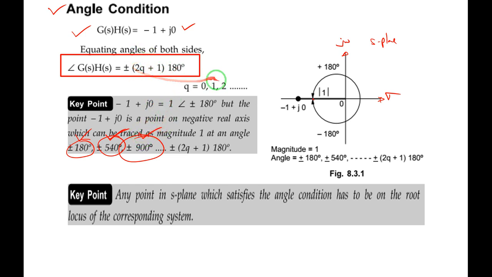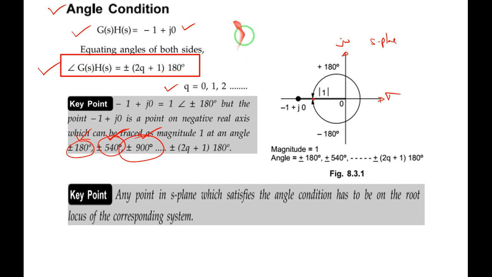So generally I can write, the angle condition is angle of g of s and h of s is equal to plus or minus 2q plus 1 into 180 degree, where q takes the value 0, 1, 2 and so on. This 2q plus 1 is nothing but odd multiple 1, 3, 5 based on the values of q. I hope you understood how the angle is measured for this point, minus 1 plus j0, right? If any doubts, please clarify the doubts as and when it comes to you. So this is the angle condition.